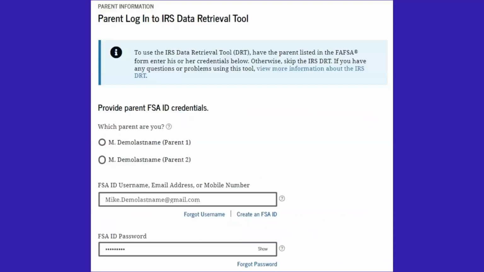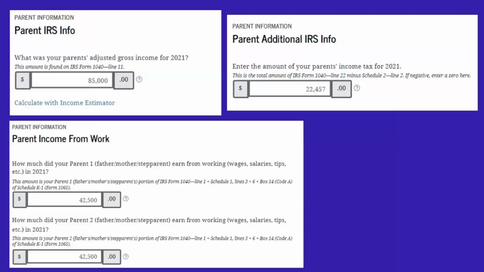All right. So now we're trying to log in. Again, they're asking for that FSA ID username and the FSA ID password so that they can get to the parents' IRS forms for 2021. If that doesn't work, then you will have to go ahead and fill out the financial income forms. And this is the information that they're asking for in this screen. This is where it starts.